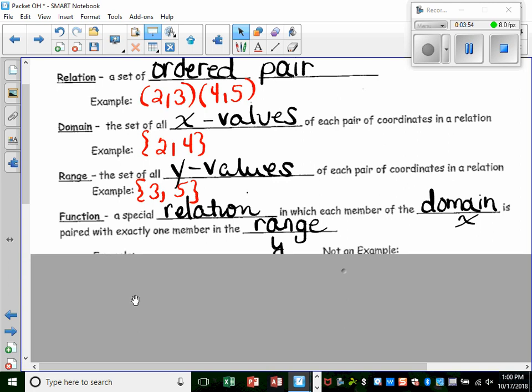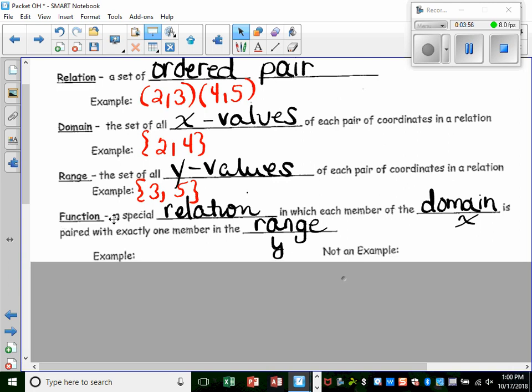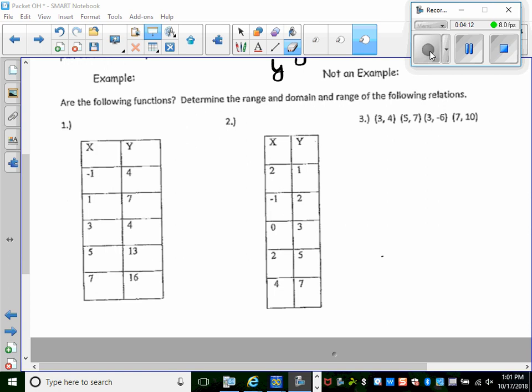Okay, so now we get down to function. The formal definition: a special relation in which each member of the domain, which are our X's, is paired with exactly one member of the range, which are our Y's. All right, so down at the bottom, you'll see it says all the following functions determine the range and domain of the relations. Okay, so we're going to first look at the table.